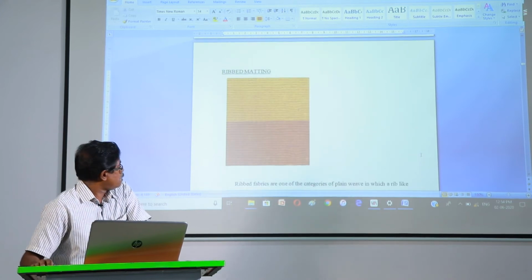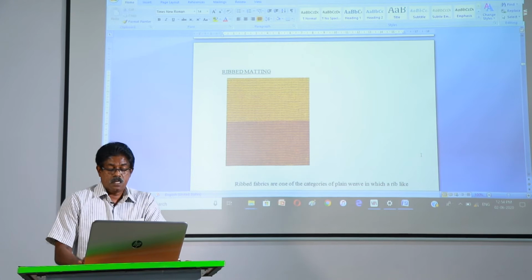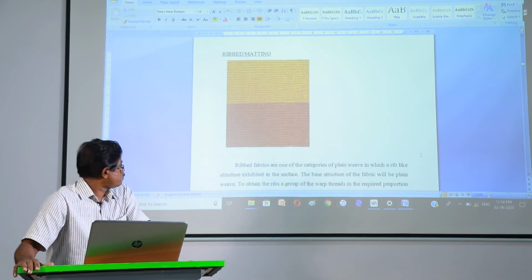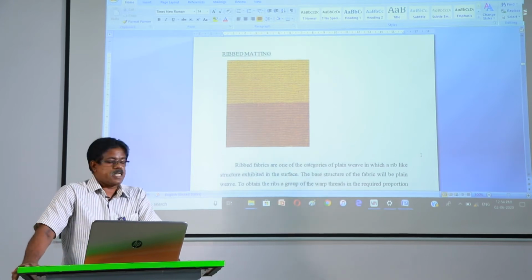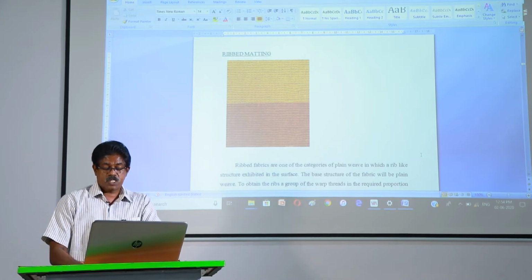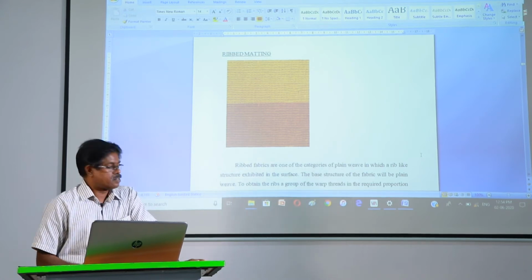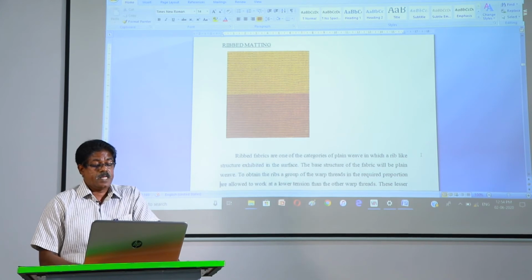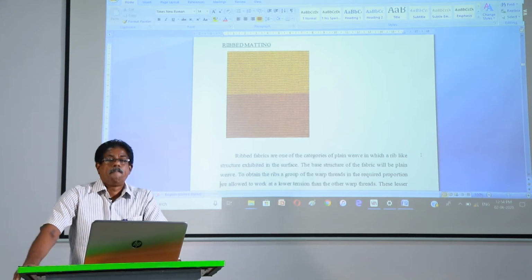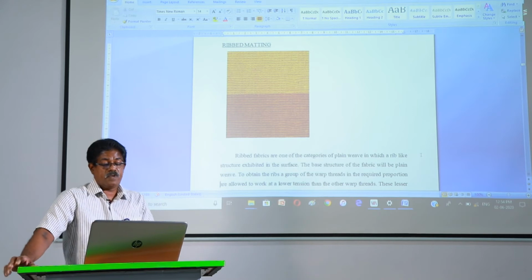Next, ribbed matting. This fabric is also one of the categories of plain weave, in which a rib-like structure is exhibited on the surface. The base structure of the fabric will be plain weave.